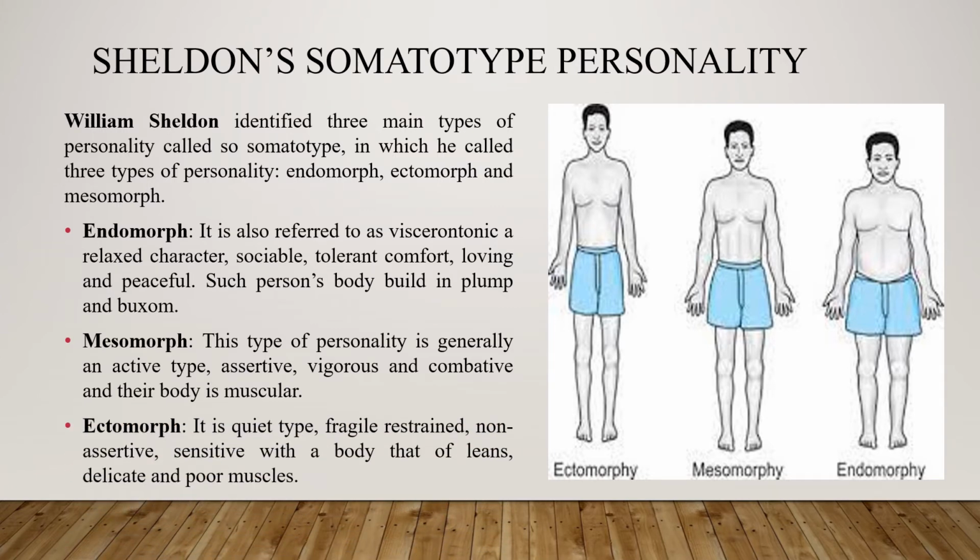The next one is ectomorph. They are very different from the other two. These ectomorph people are quite tight and at the same time fragile, with a body structure that is thin, tall, and lean. They are very delicate, and their muscles are not as strong as those of mesomorphs or endomorphs. Their muscle is quite poor compared to them. These people are very introvert, very thoughtful, and very sensitive at the same time. So these are the three types of personality discussed by Sheldon.